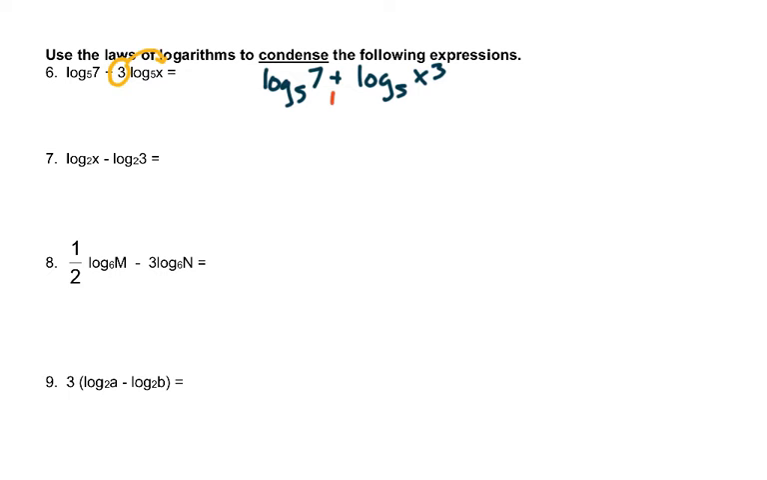Then I'm going to focus on the adding and subtracting. So adding means we are going to multiply. And what are we particularly going to multiply? The 7 and the x cubed. So this would turn into log base 5 of 7x cubed. You don't technically need the parentheses, but it does help us determine what we're taking the log of.